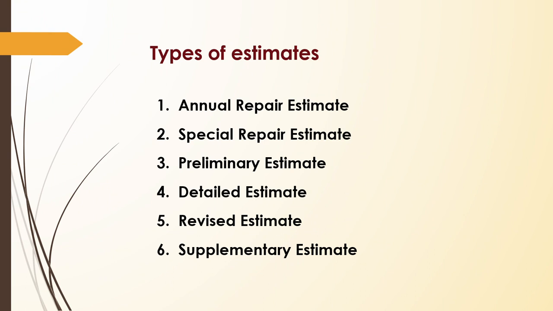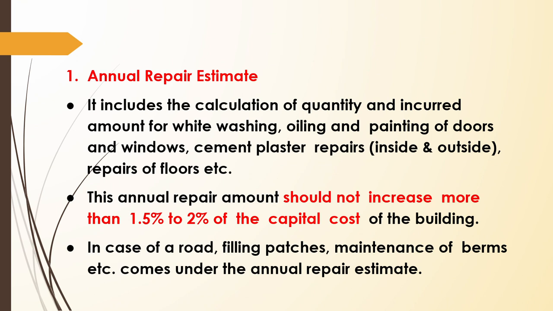Now there are different types of estimates. Annual repair estimate is there, special repair estimate is there, preliminary estimate is there, detailed estimate is there, revised and supplementary estimates. So we'll see each of them. First one is annual repair estimate. It is nothing but a calculation of quantity and the amount which is incurred for painting, whitewashing, oiling, and repairing windows, etc.